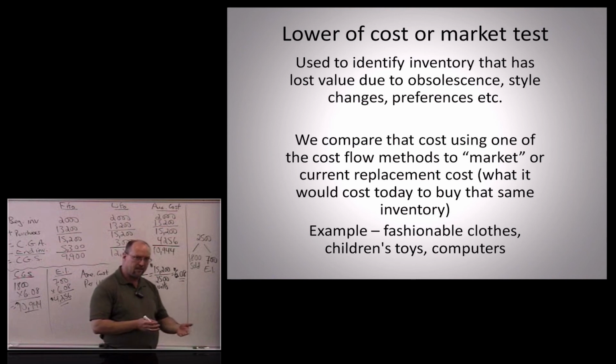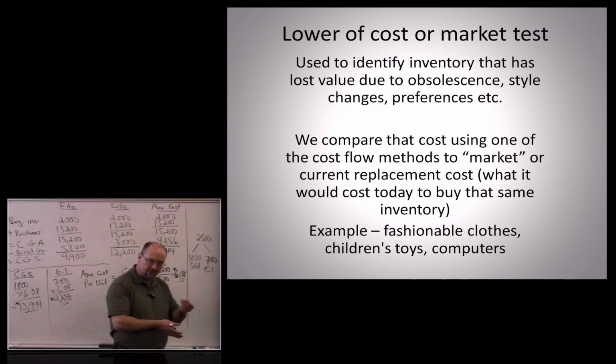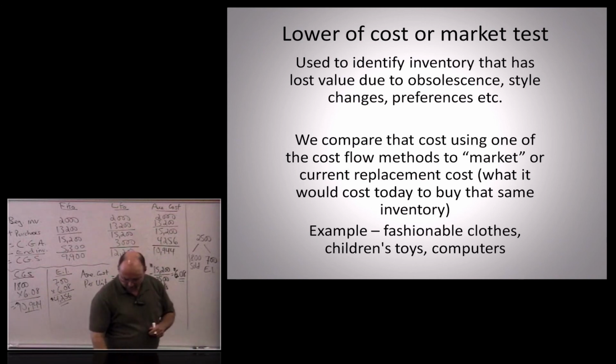Okay, we've had an impairment. We have to show the reduction on the balance sheet, and we have to report that loss, the difference between the original cost and our current replacement cost. That difference is the loss that goes on the income statement. And that can be significant, so we have to show that. That's a requirement of GAAP.